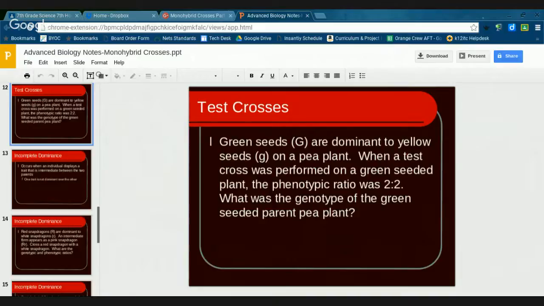Because again, if the unknown parent was homozygous dominant, you would have all dominant phenotypes showing up in the kids, or in the F1 generation. So those are pretty easy. You don't even really have to do Punnett squares. You just have to know what the phenotypic ratio is, and then you can automatically tell what the parent was.